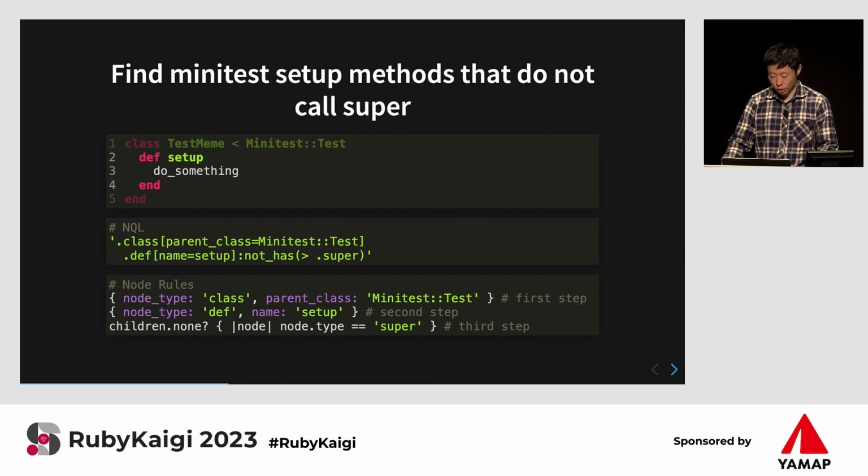It's important to note that this cannot be accomplished in a single node rule. Instead, it needs to be broken down into 3 steps. The first step is to locate the class node. The second step is to find the def node. And the third step is to verify the absence of a super node.